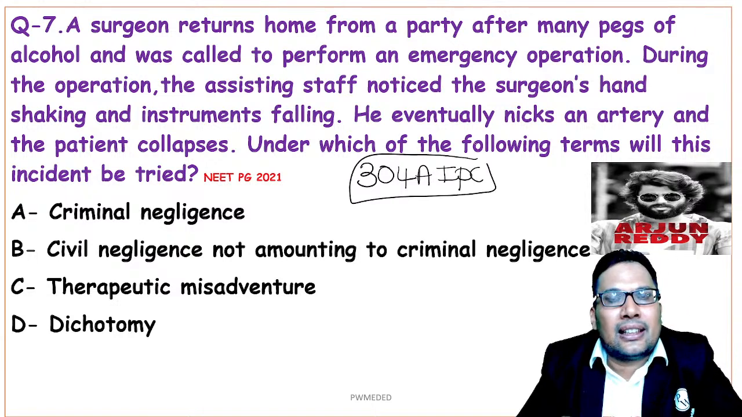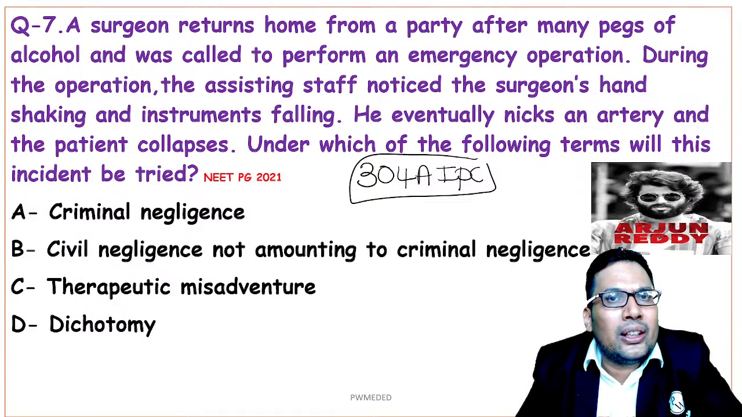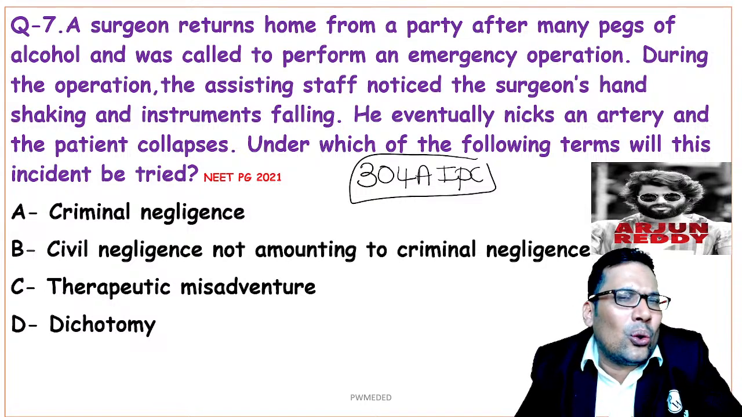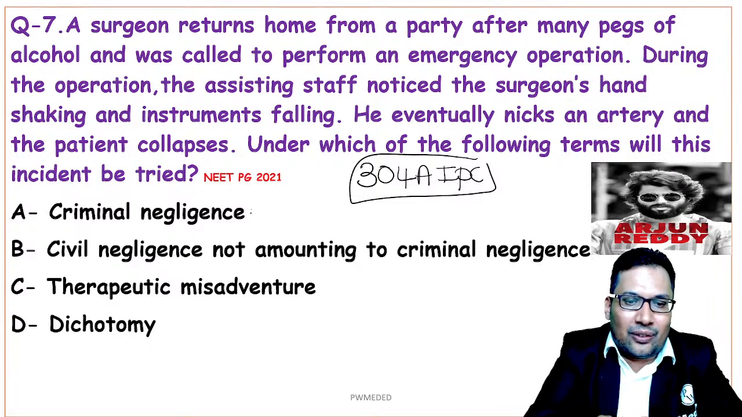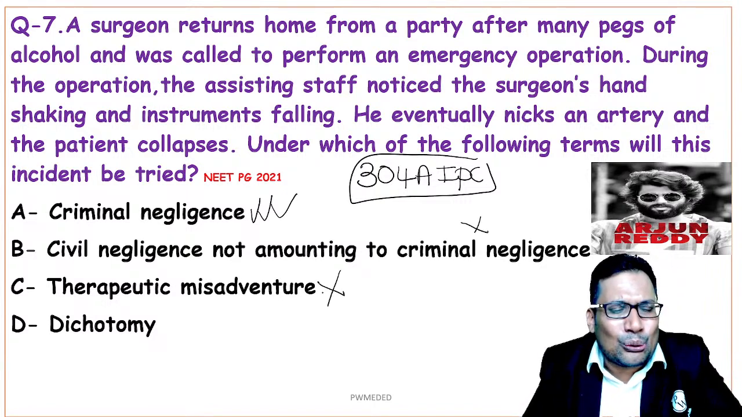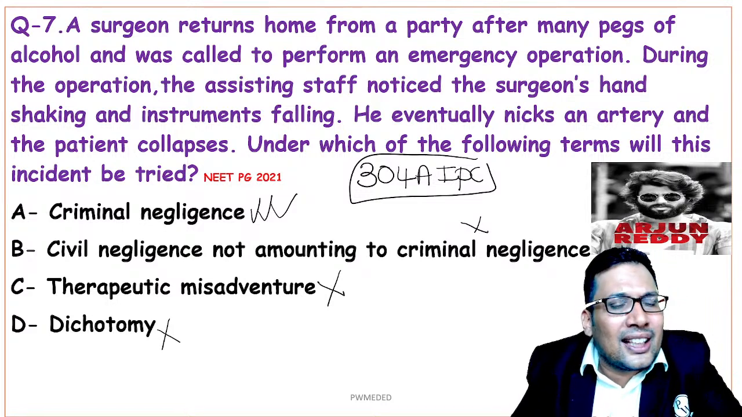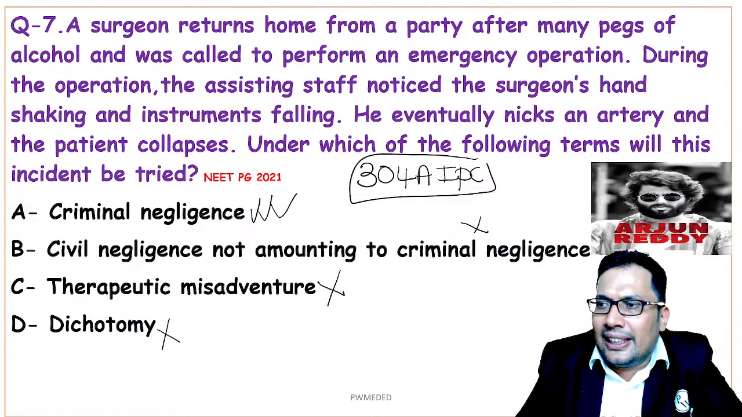Criminal negligence. Consent is not a good defense. Contributory negligence is not a good defense. Two-year imprisonment, handled by the criminal court. Res ipsa loquitur, novus actus interveniens, vicarious liability: all this you must know in detail. So yes, this is the answer for this question. It is not civil negligence. It is not therapeutic misadventure also. Dichotomy means fee splitting; giving commission or taking commission is known as dichotomy. That is not the answer. So A is the correct answer.